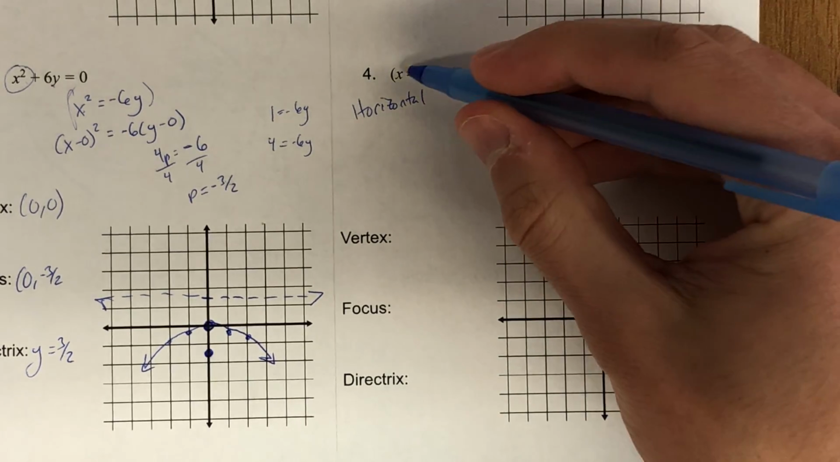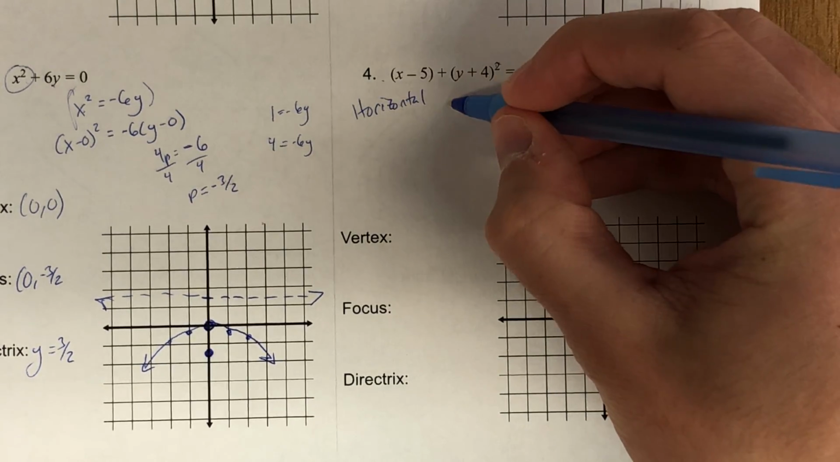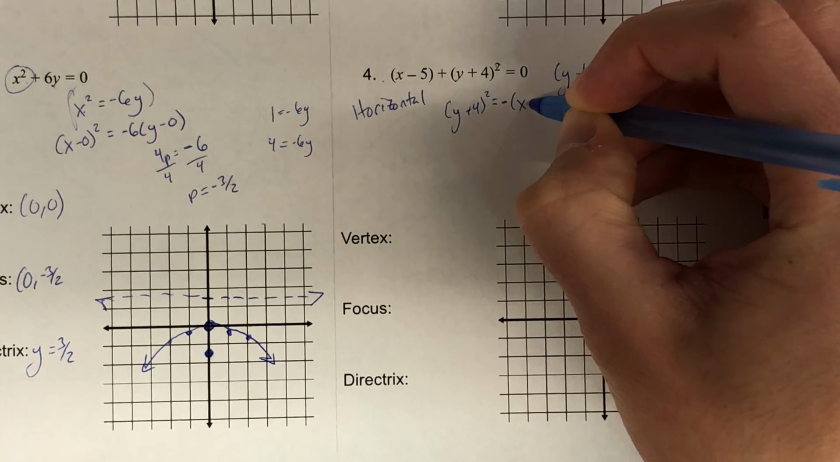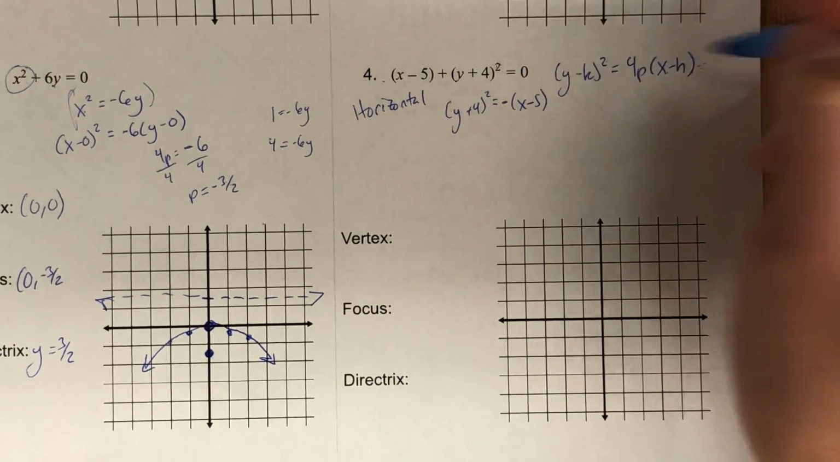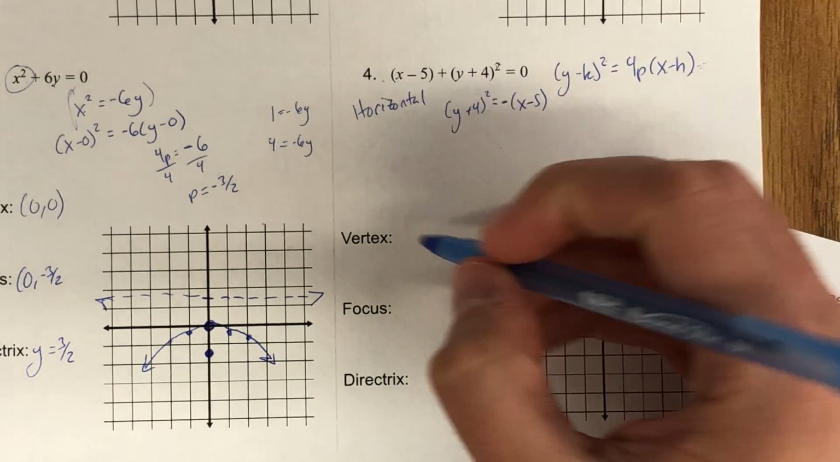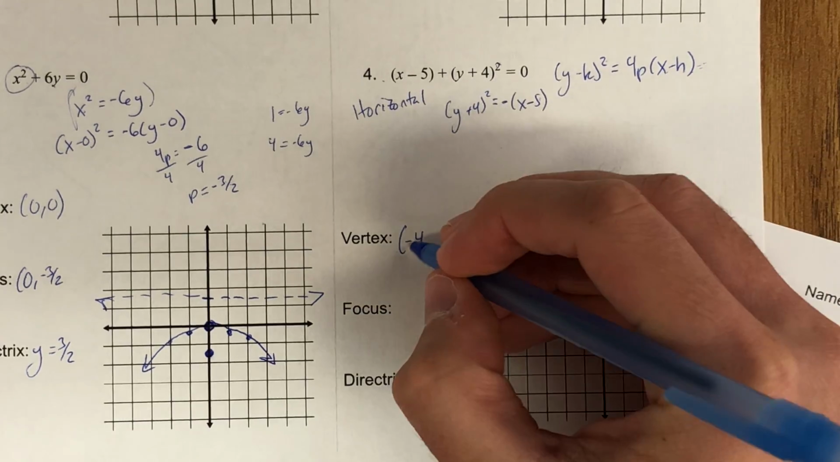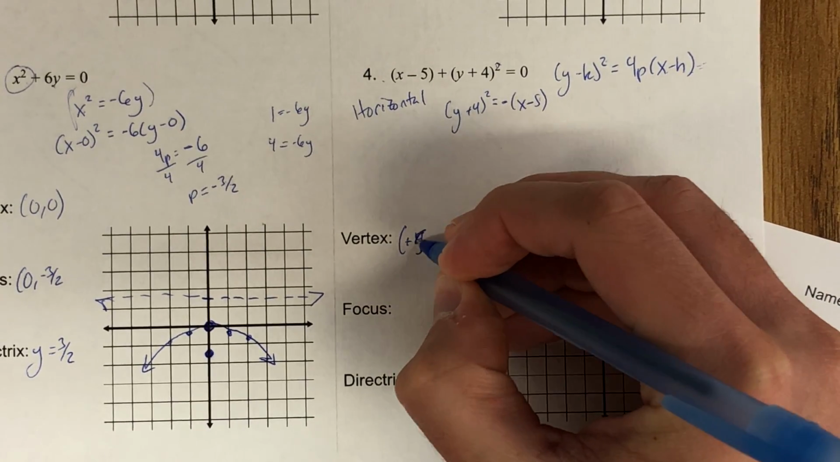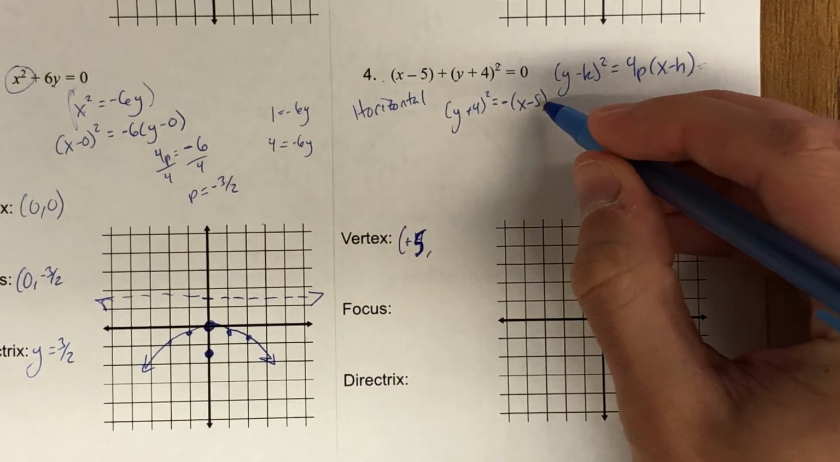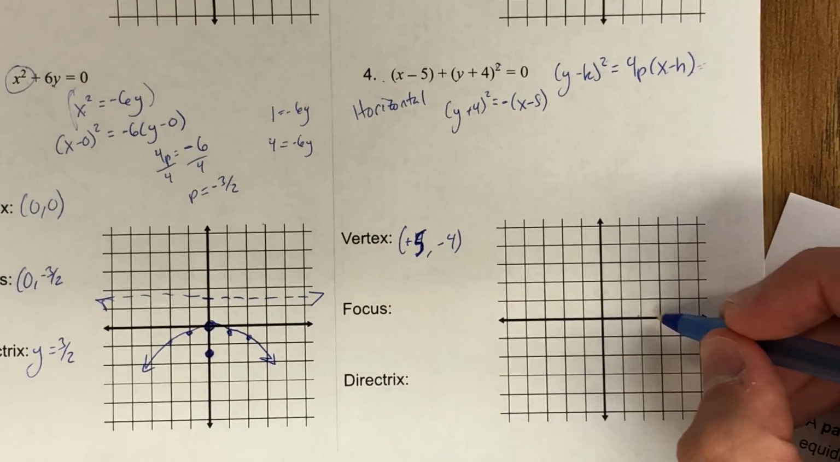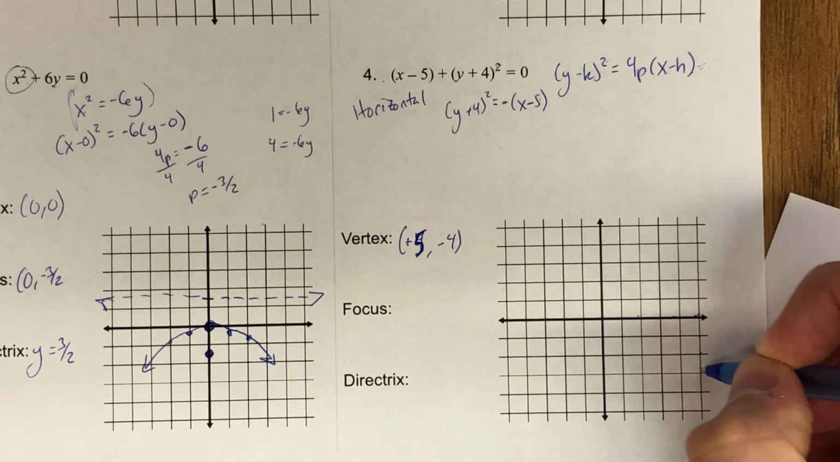So let's subtract this y minus 5 from both sides, like so. And we're already in our standard form. So our vertex here would be +5, because it's always h and k. So h with x, k with y, and -4. So 1, 2, 3, 4, 5, 1, 2, 3, 4.